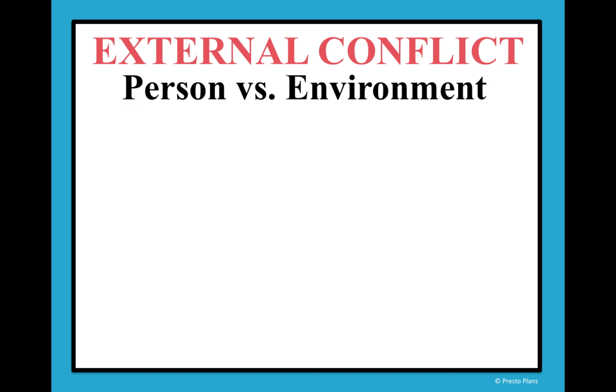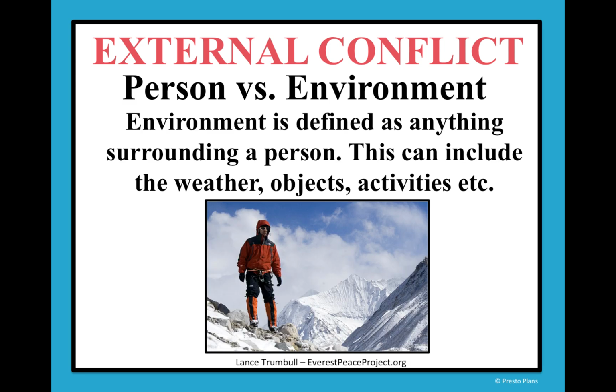Person versus environment. Environment is defined as anything surrounding a person. This can include the weather. It could be objects that are around you. It could be activities. If you look at this guy in this picture, he's obviously cold based on his dress, and we can see the mountains are covered in snow. So he's having a person versus environment conflict. He's got to figure out how to get down that mountain as well as be able to stay warm.